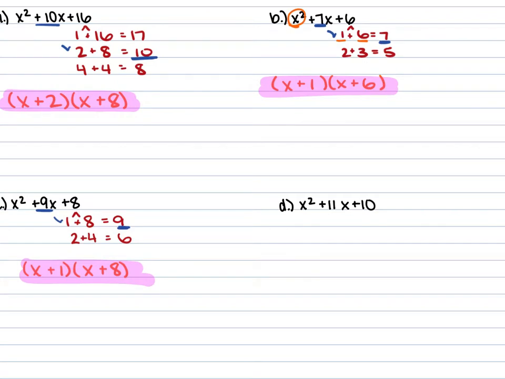For example D, we have x squared plus 11x plus 10. So same thing, I'm going to find the factors of the 10. We have 1 and 10, 2 and 5. My 10 is positive, that 11 is positive, so these two factors that I'm combining are both going to be positive. So we have 1 plus 10, which is 11, and 2 plus 5, which is 7. We find the one that gives us the 11, which is the 1 and the 10, so this factors out to be x plus 1 times x plus 10.